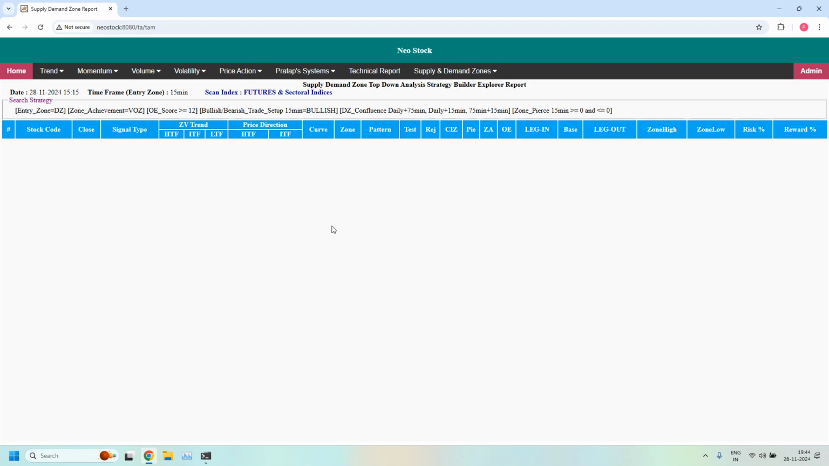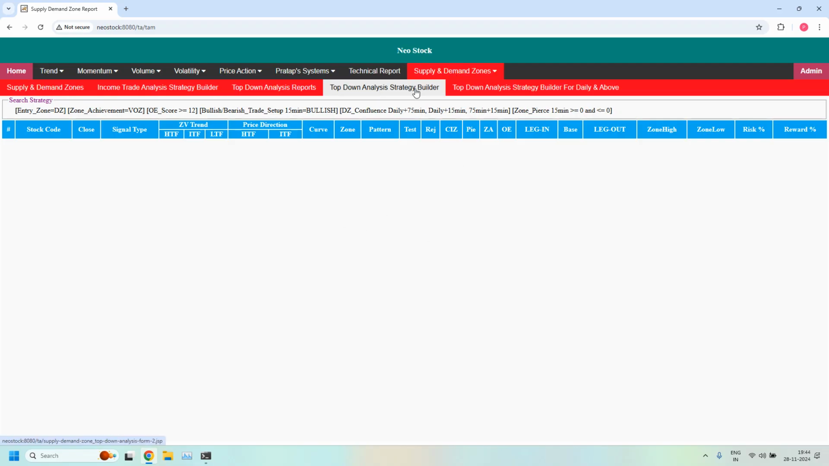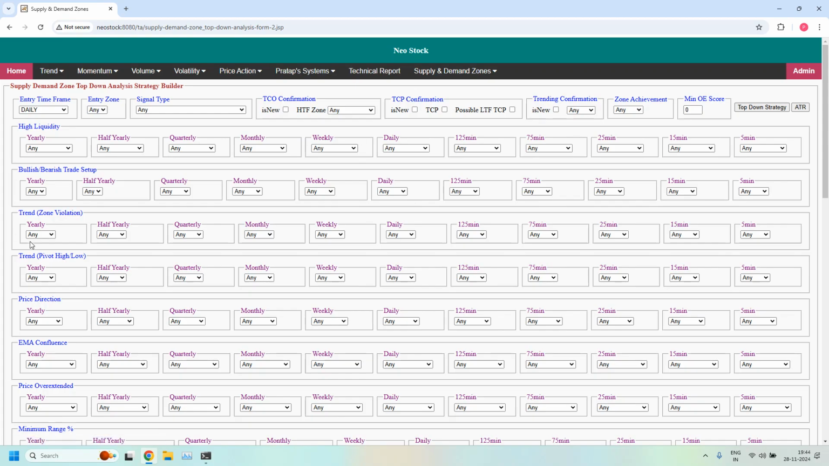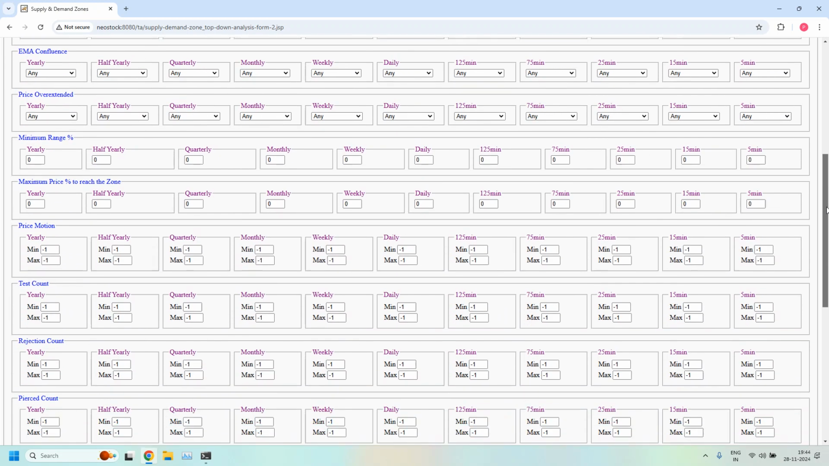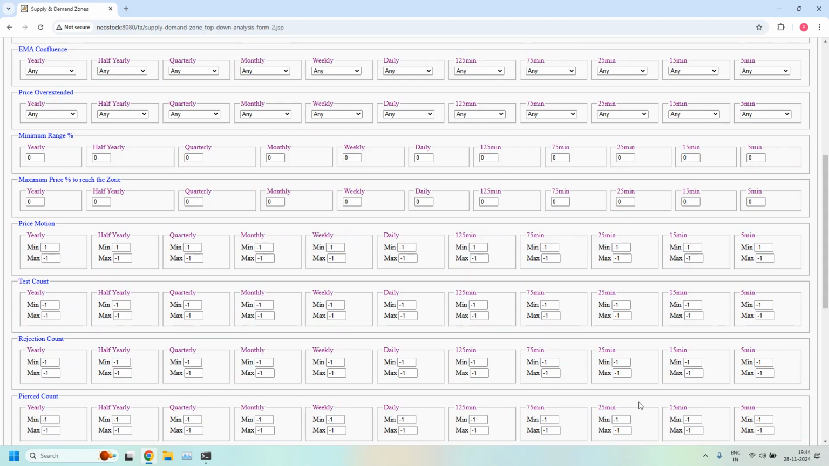Okay, next, bearish trade setup for daily income trade. Entry time frame is 15 minutes. Entry zone is supply zone. In bullish or bearish trade setup at 15 minutes time frame, I am selecting bearish. These 15 minute supply zones should not be pierced. So in the pierced count at 15 minutes time frame, I am setting minimum value 0, maximum value 0.